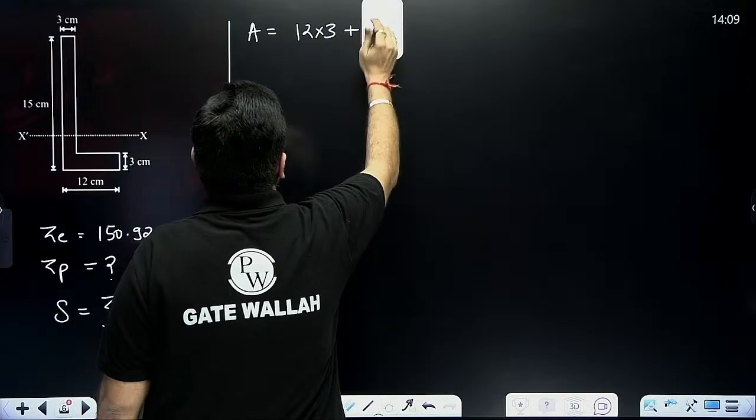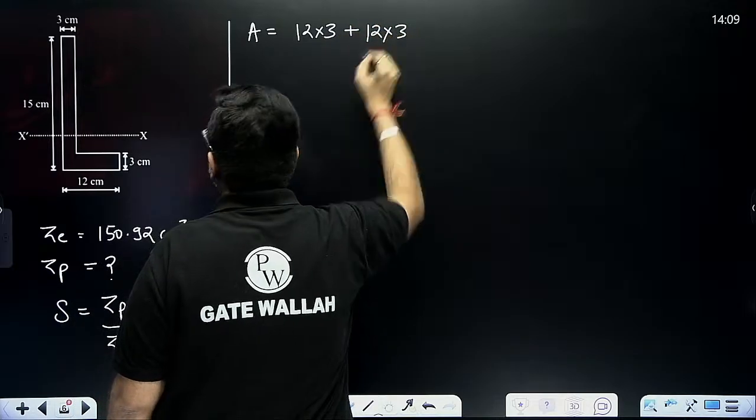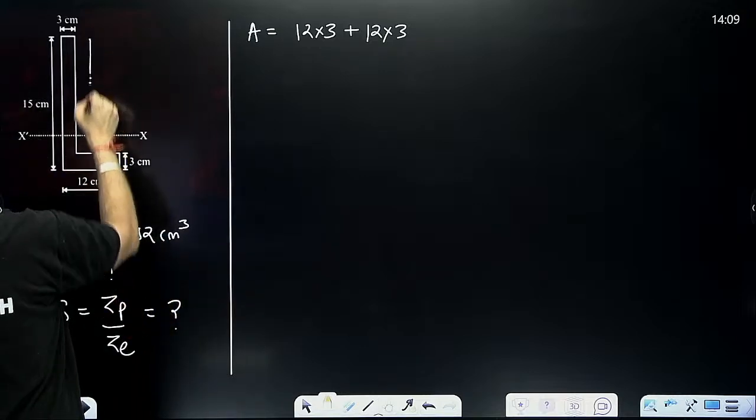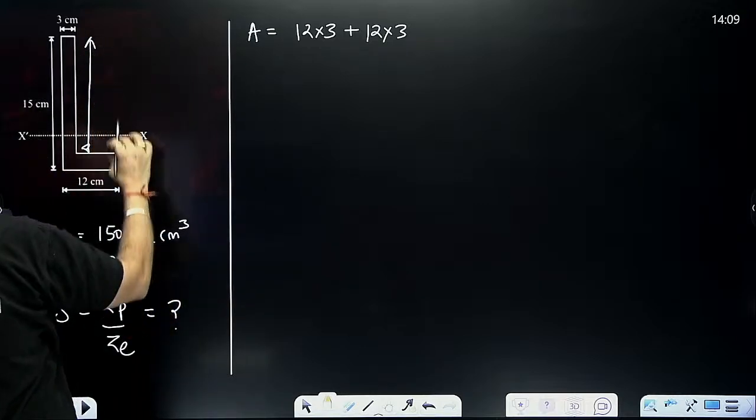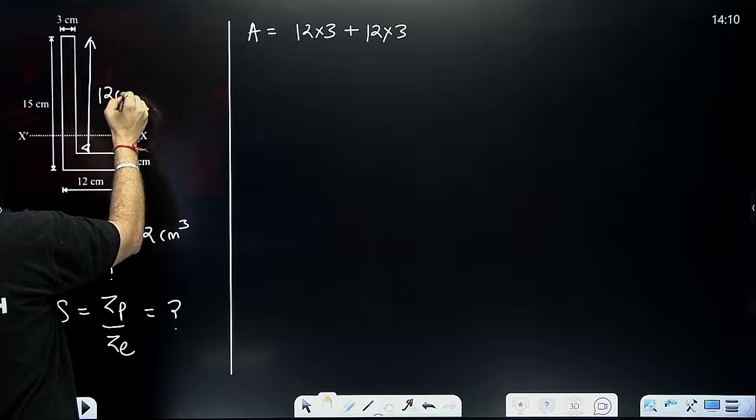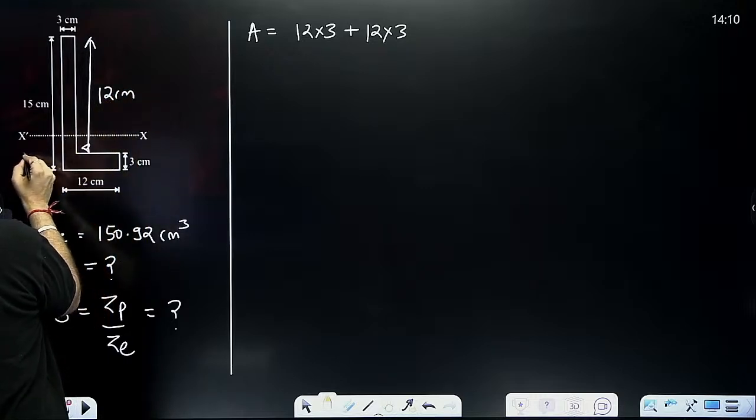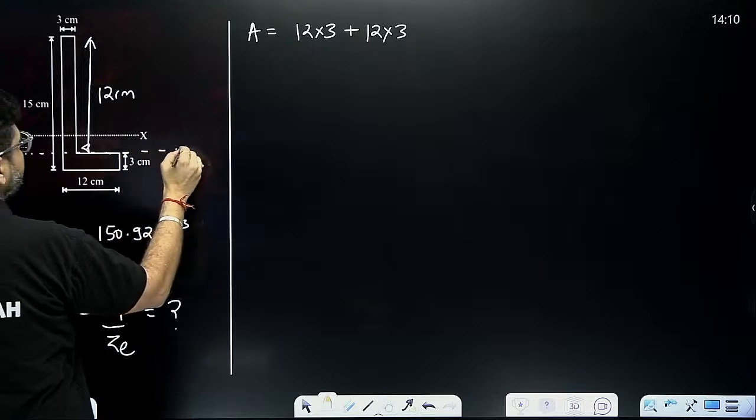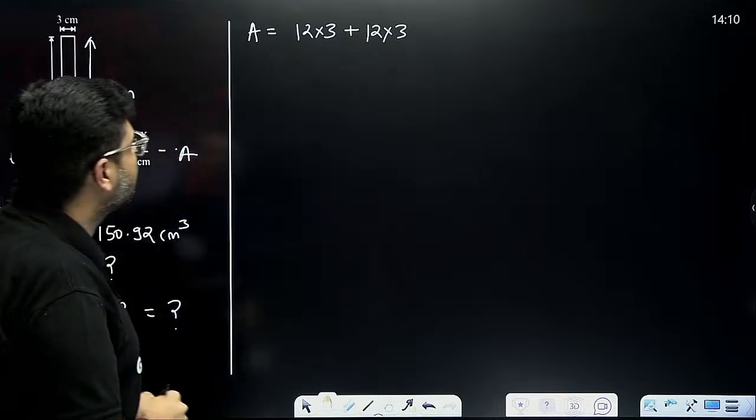Okay, this will become very simple now, because this much distance is how much? This much distance is how much? 15 minus 3, that is 12 centimeter only. So equal area axis is this one only. Directly I can say that this is my equal area axis.